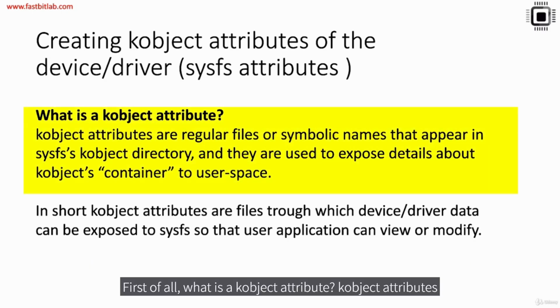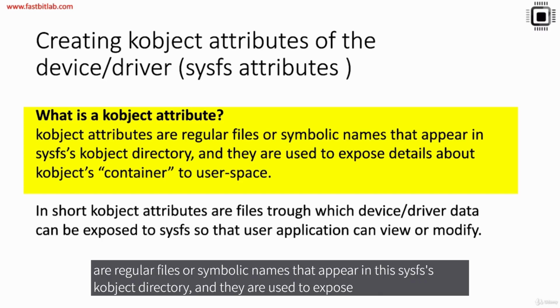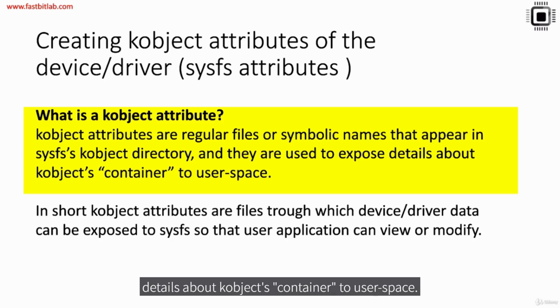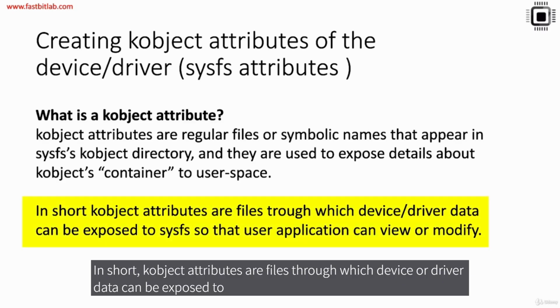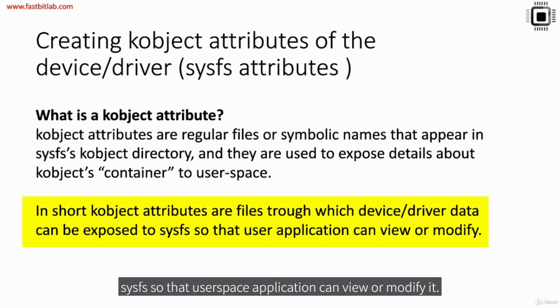First of all, what is a KObject attribute? KObject attributes are regular files or symbolic links that appear in the sysfs KObject directory, and they are used to expose details about the KObject's container to user space. In short, KObject attributes are files through which device or driver data can be exposed to sysfs so that a user space application can view or modify it.